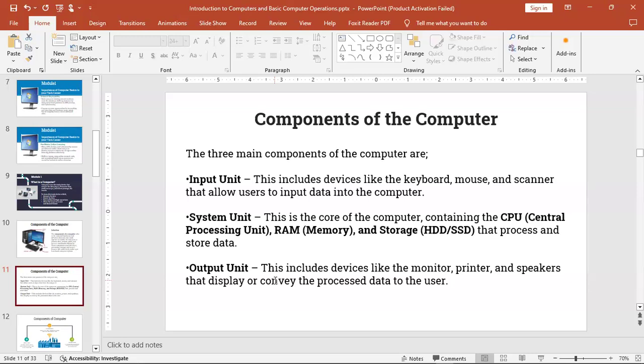Do we all know the computer language? What the computer understands? Oh, binary. Thank you very much. So what is binary? It is zeros and ones.